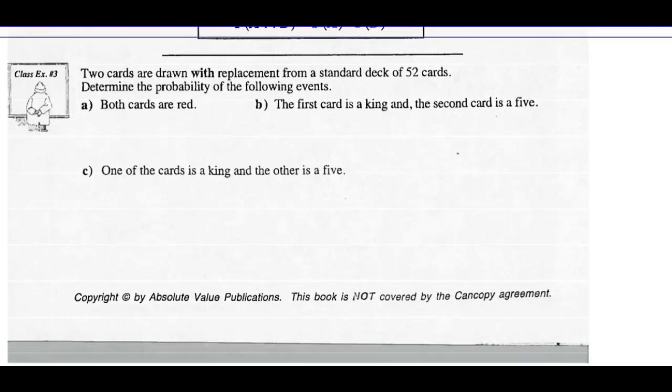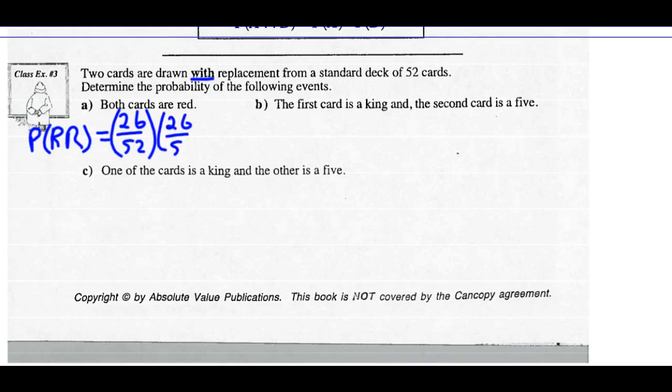Example 3, 2 cards are drawn with replacement from a standard deck of 52. Determine the probability of the following events. Probability of both cards being red. So probability of red, red. All right. Well, the first card, 26 out of 52. The next card, that card is replaced, so you still have 26 red out of 52. So in lowest terms, that is 1/4.